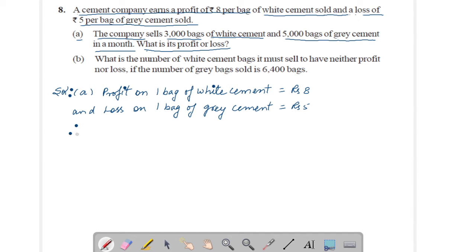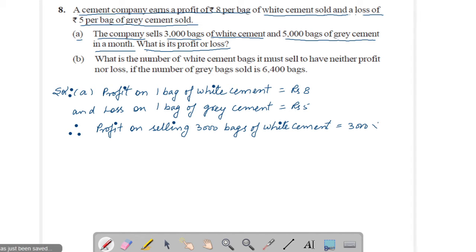Therefore, profit on selling 3000 bags of white cement equal to 3000 into 8 equal to rupees 24,000.